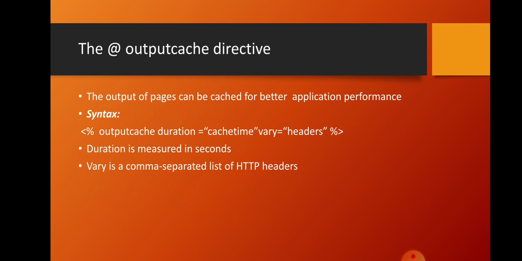Next, the output cache. From the name itself, output cache means it will control the output performance of the application. Here is the syntax: output cache duration equal to cache time, vary equal to headers. Here the output cache consists of two attributes: duration and vary. Duration means how long the output will be displayed in the application. It is measured in seconds. Next, the vary attribute consists of the various HTTP headers. Multiple HTTP headers are separated with the help of commas.